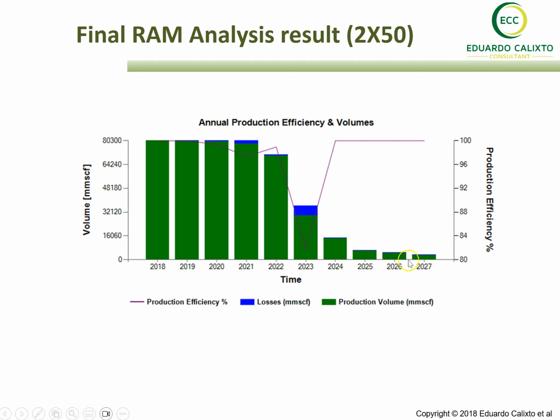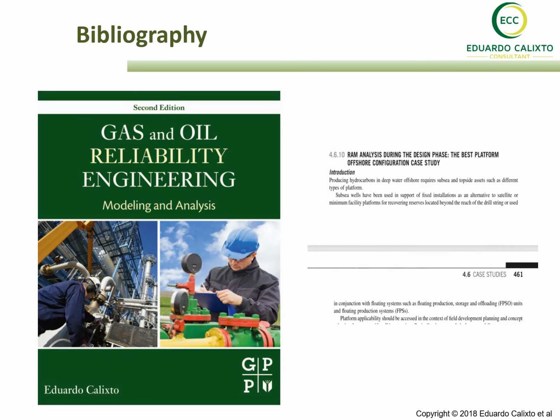And then here you can see the production of the gas reduced. That's why in this project we did not in the end select the configuration with 3 trains of separation and 3 trains of recompression, because after the 5th year there is not a high demand for production, so we would have overcapacity in the platform.